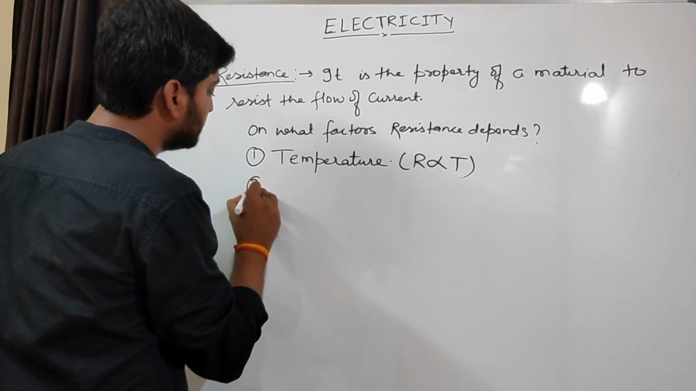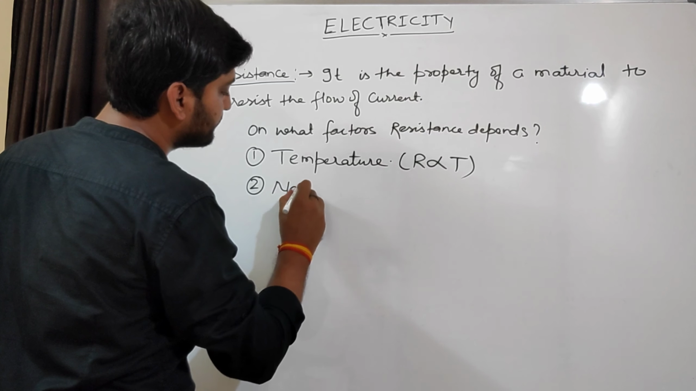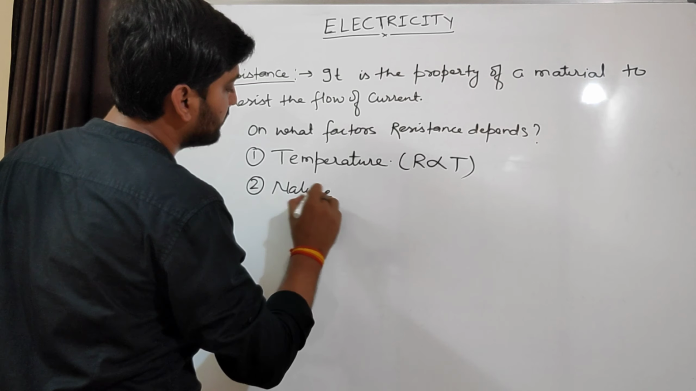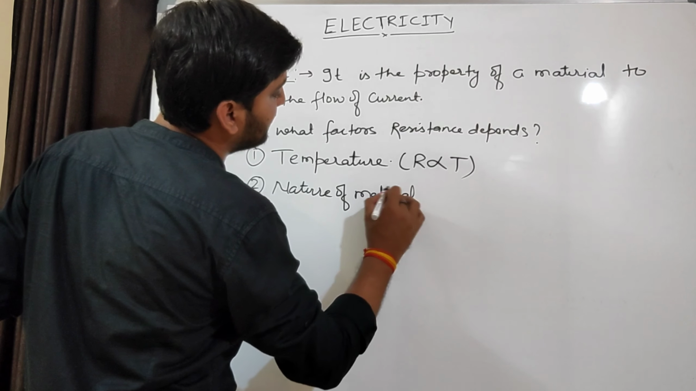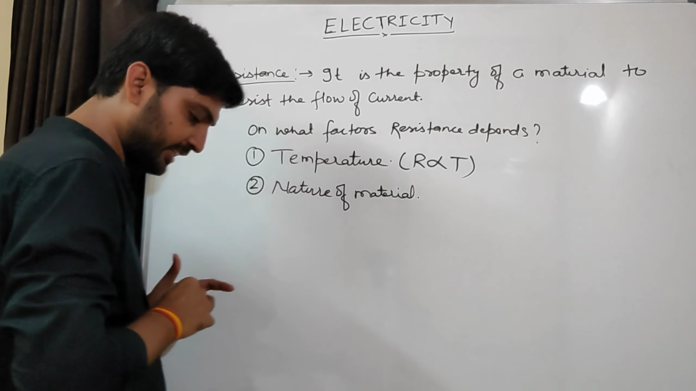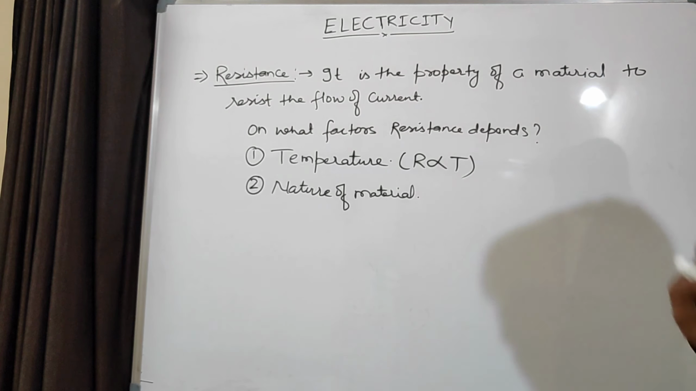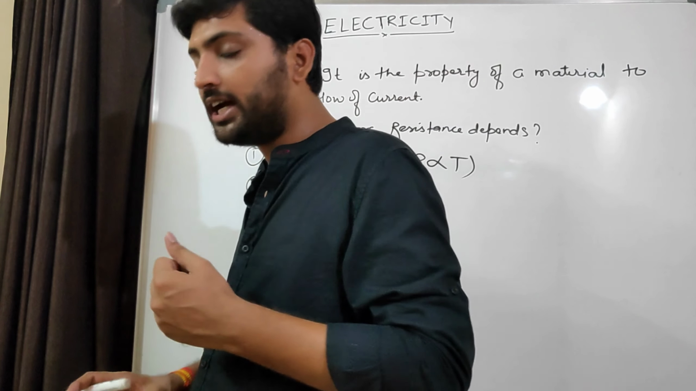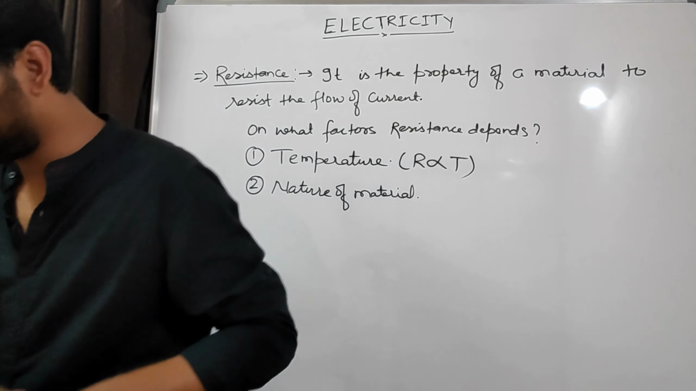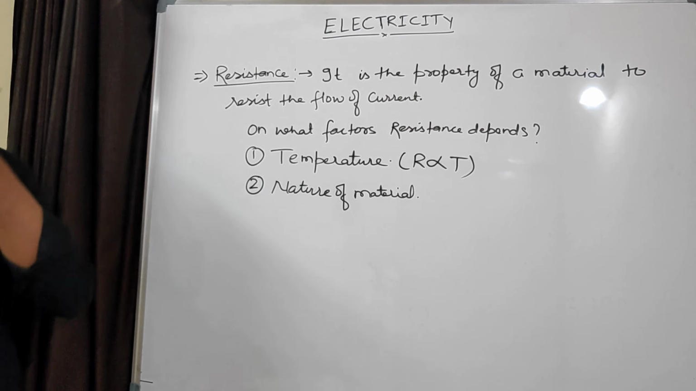Second one is nature of material. Resistance depends upon the nature of material, meaning what type of material we are using. Suppose we are taking iron, then the resistance value will be less. If we are taking plastic, the resistance value will be more. So it depends upon the nature of material.